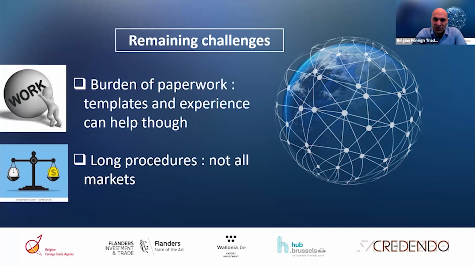It is an official procedure, which means that a tender is published. It remains a burden of paperwork. There's a lot of papers to be filled in. There's a lot of requirements that need to be answered. There are a lot of guarantees that need to be submitted with accompanying documents. The only way one can do that and get some experience in it is by doing it, making a good template and taking it from there.